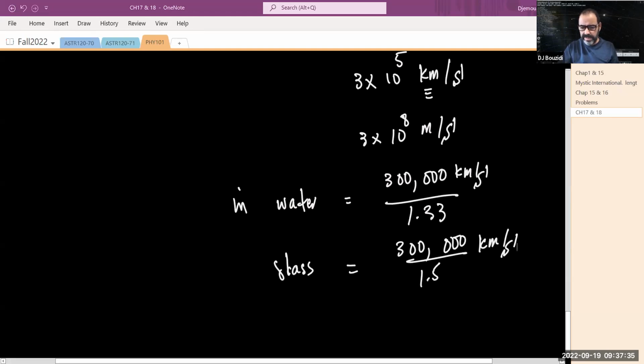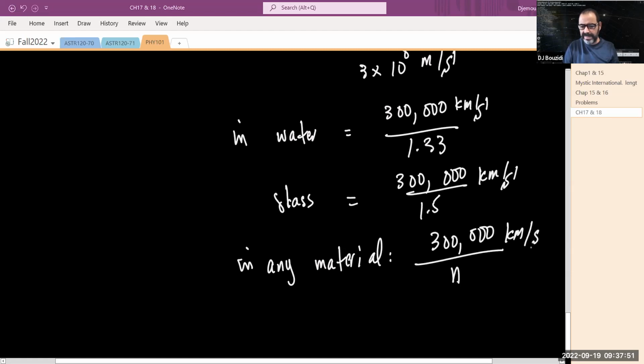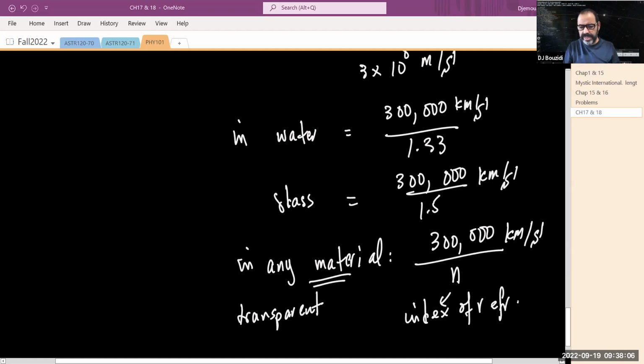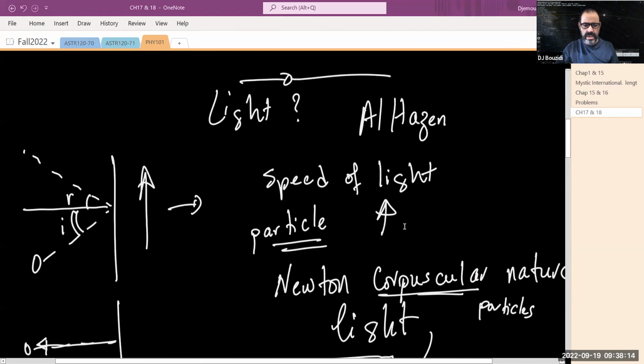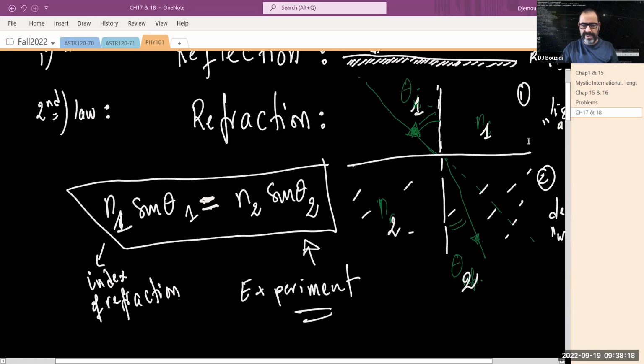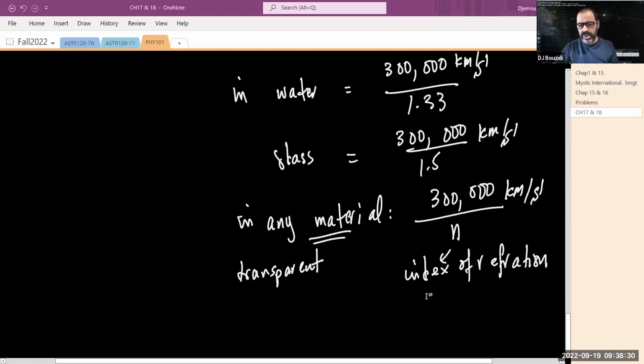In general, in any material, the speed of light is 300,000 kilometers per second divided by n, where n is the index of refraction. Now, the material that I'm talking about is a material that is transparent. Okay, index of refraction. That is the one that I was referring to in Snell's law. So this is the n in Snell's law. A medium 1 will have an index of refraction n1, and medium 2 will have an index of refraction n2. That is basically the essence of the index of refraction. As long as the material is transparent, this is what's going on in it.